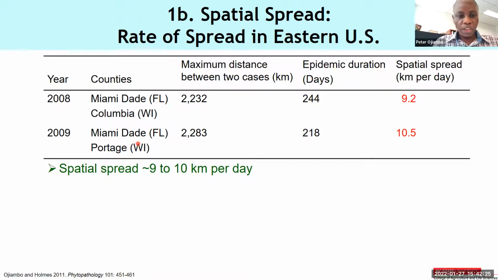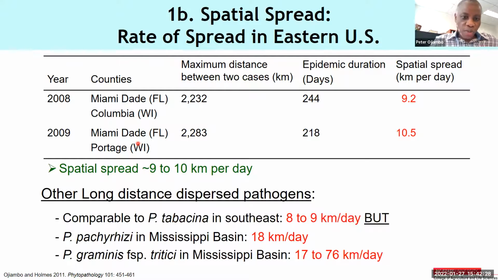So how do these numbers compare to other long-distance dispersed pathogens? Our numbers for downy mildew are very comparable to those of tobacco blue mold, caused by Peronospora tabacina, where the spatial spread is about 8 to 9 kilometers. But our numbers for downy mildew are much lower than those for soybean rust, for example, which is about 18 kilometers per day, and stem rust on wheat, which is up to 76 kilometers per day. So you can see there are differences in spread on a spatial scale.